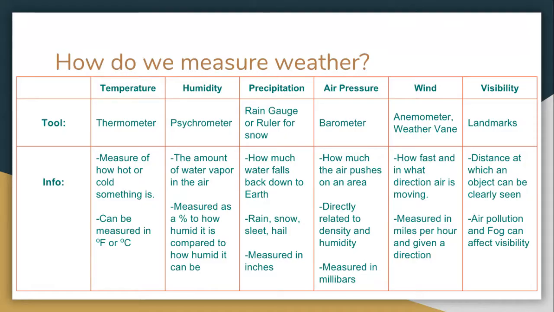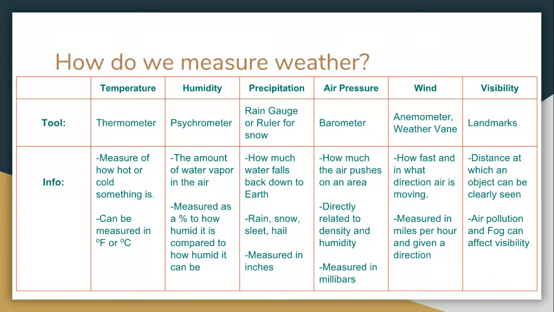Air pressure, we use a barometer. It's how much the air is pushing on an area, or how much pressure it's applying, how much it pushes down. It's directly related to the density and the humidity. That means that the more humid the air is, the more dense it is, and the more it's going to push down because it's heavier. The standard unit for pressure is the bar, but it's a small number, so we measure it in millibars, like millimeters.